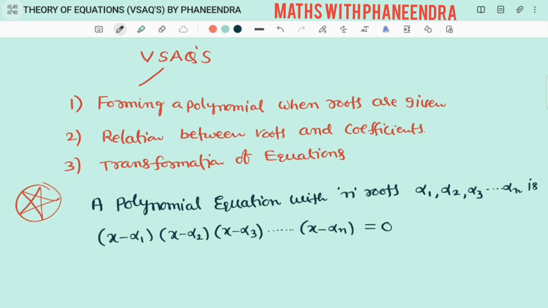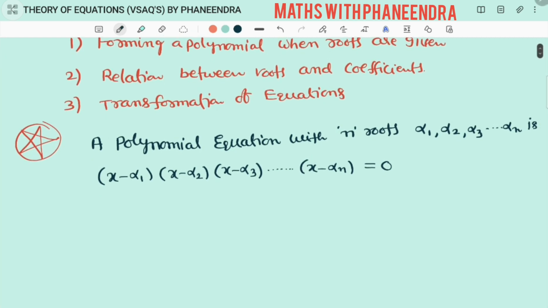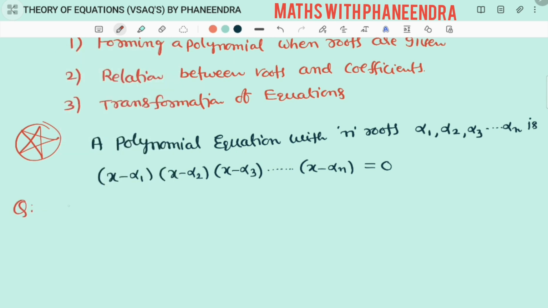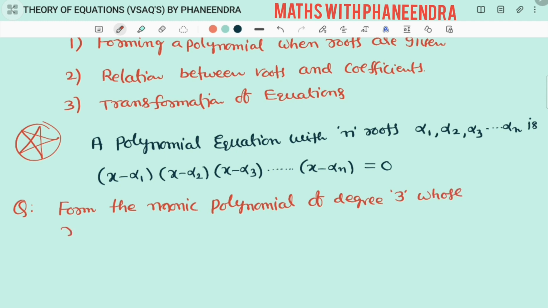So let us discuss how they will ask questions related to this formula. Form the polynomial, or form the monic polynomial of degree 3 whose roots are 2, 3, 6.